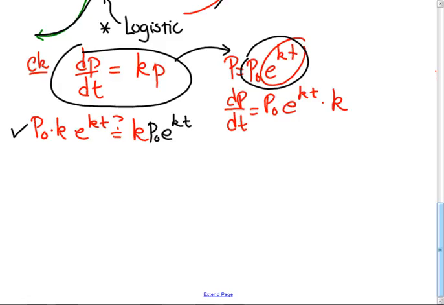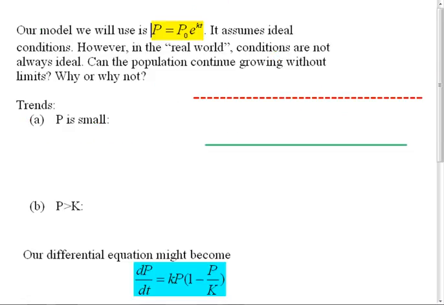Okay. So this model only works when I have a small population. I've got a problem when things get bigger. And this is my little grid here. And this is the time axis. This is the population. This is called the carrying capacity, capital K, not the little k.